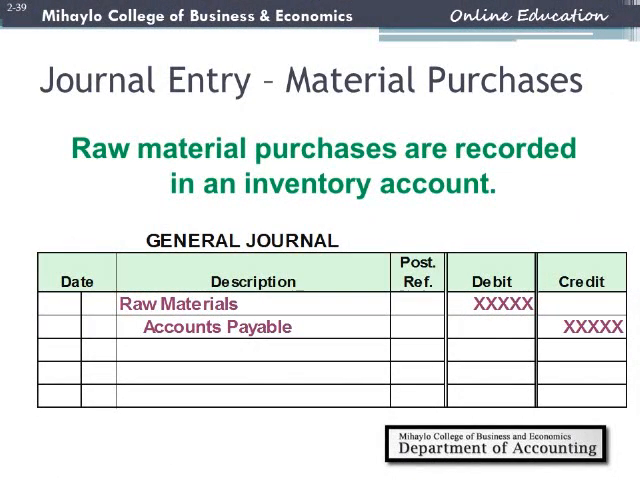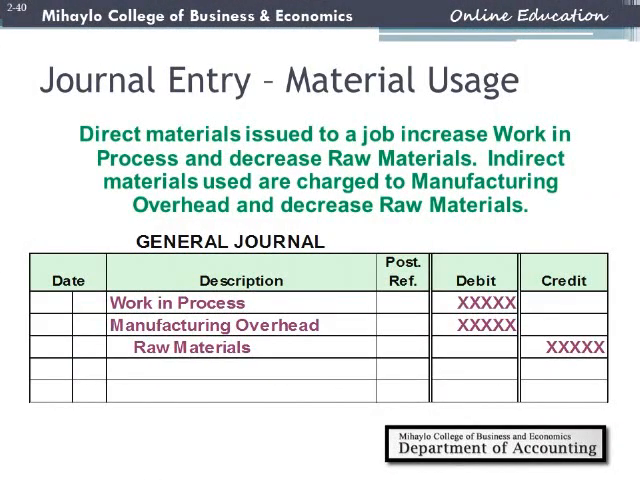Here is an example of the general journal entry to record the purchase of raw materials on account. We debit raw materials and credit accounts payable. When materials are requisitioned from raw materials inventory, we debit work in process, job cost sheet for direct materials, and we debit manufacturing overhead for indirect materials.